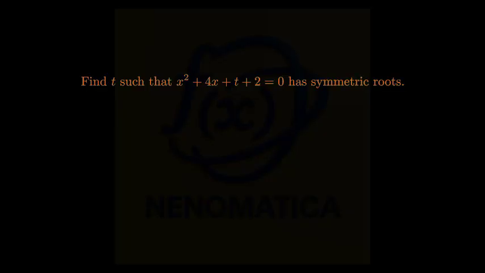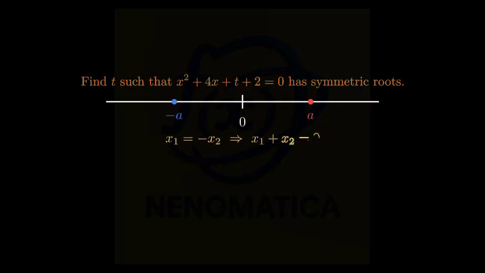The question is, find the value of t such that the quadratic equation x squared plus 4x plus t plus 2 equals 0 has two symmetric roots. When we say two roots are symmetric, we mean they are opposites around 0. Picture a number line, one root at a positive distance a and the other at negative a. Their sum must be 0.